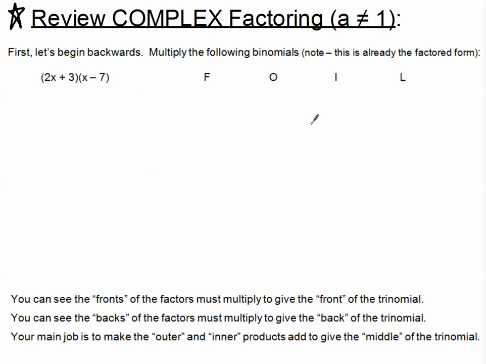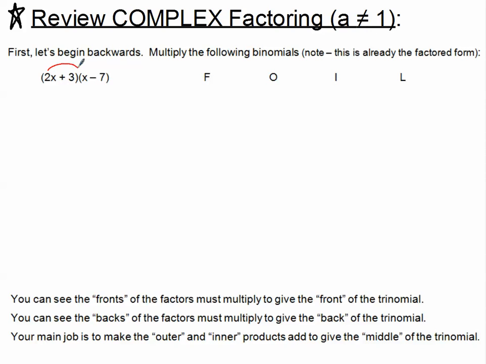And before we start factoring our trinomials, what I'd like to do is kind of work backwards. Let's take one that's already in factored form. Clearly you see the two factors, 2x plus 3 and x minus 7. And let's undo this. Most people use the FOIL method or the double distribution. We multiply the first terms, the outer terms, the inner terms, and the last terms.